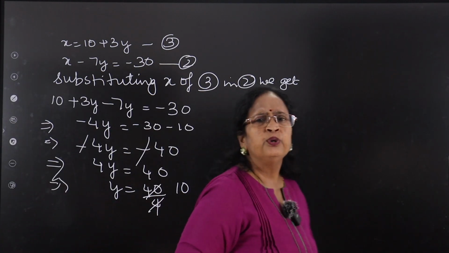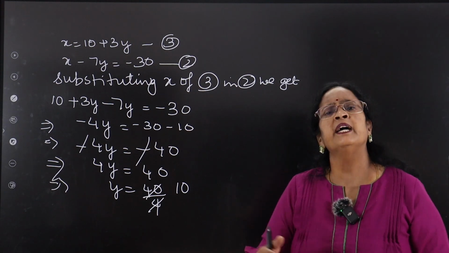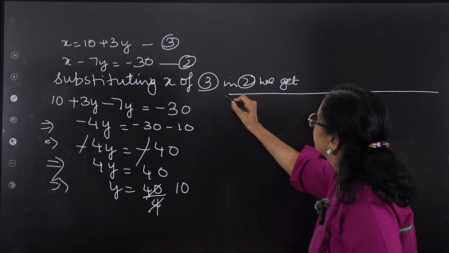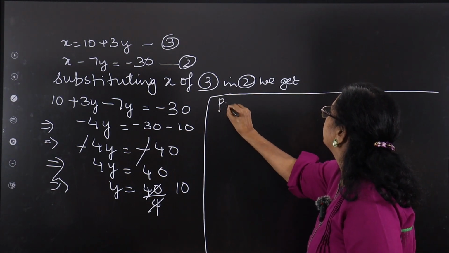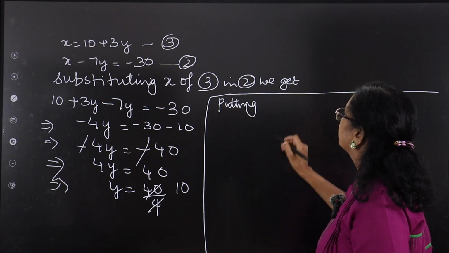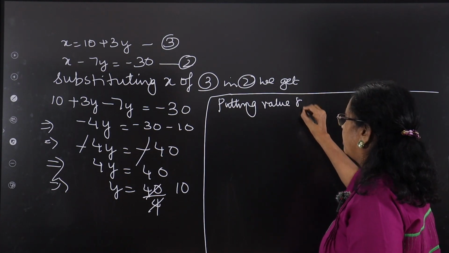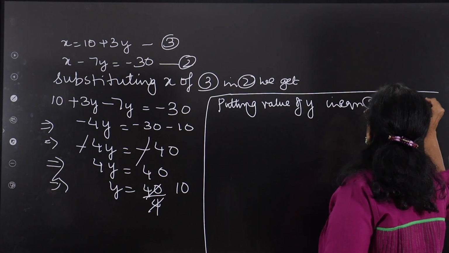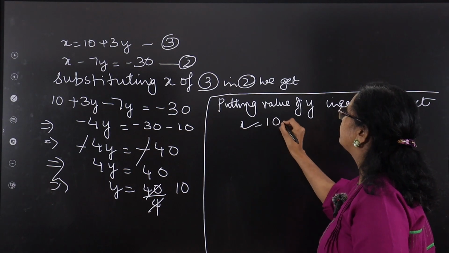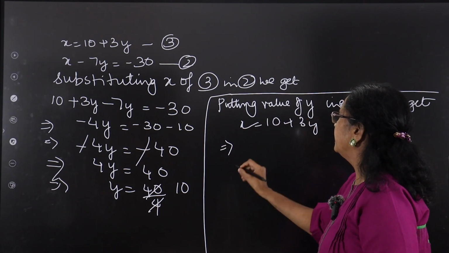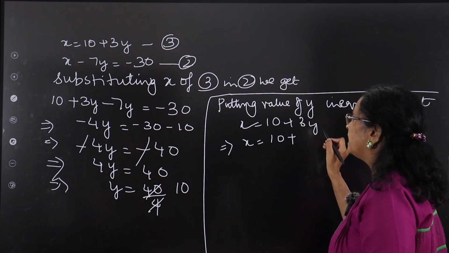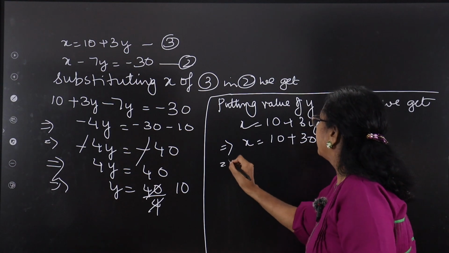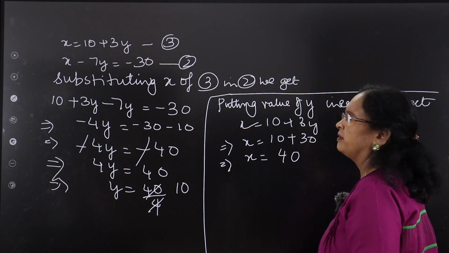Now, it's not enough to solve for y. We need to find the corresponding value of x. How do we find? Now, again, putting the value of y in equation 3, we get, let me write the equation first. x equals 10 plus 3y, which implies x equals 10 plus 3 times y. y is 10. 3 into 10, 30, 30, which implies x is equal to 40.